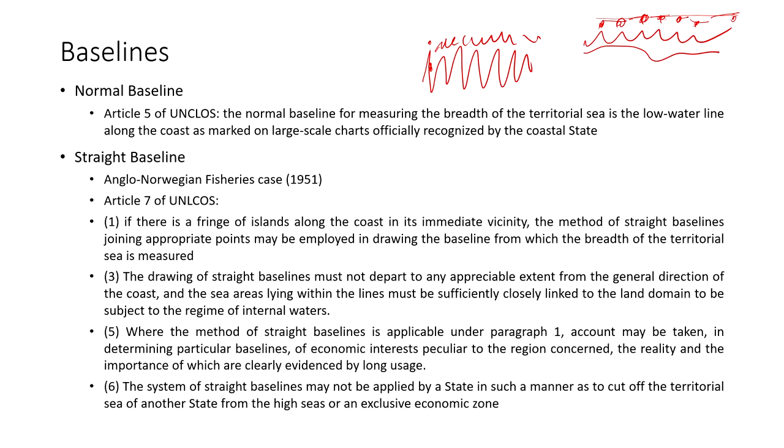Article 7 of the UNCLOS talks about a straight baseline, and it says if there is a fringe of islands along the coast in its immediate vicinity, the method of straight baselines joining appropriate points may be employed in drawing the baseline from which the breadth of the territorial sea is measured. The drawing of straight baselines must not depart to any appreciable extent from the general direction of the coast, and the sea areas lying within the lines must be sufficiently closely linked to the land domain to be subject to the regime of internal waters.